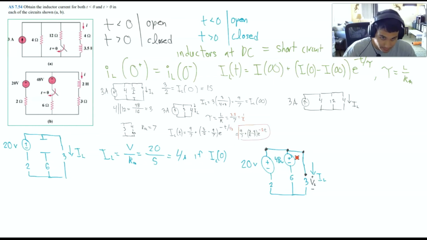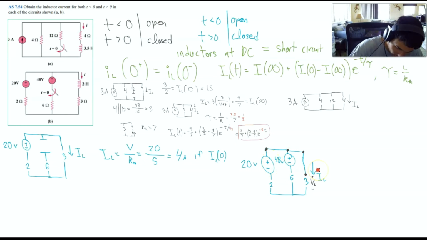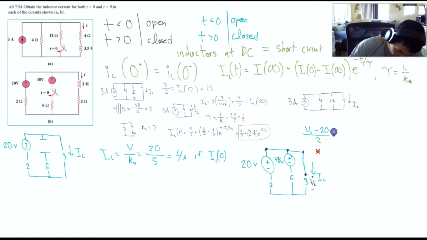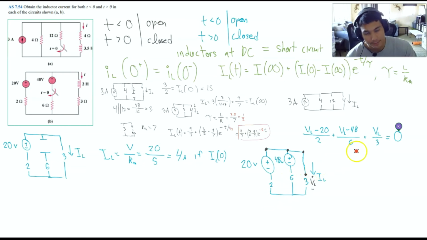Okay. So, right, at this node, what do we see? Well, we see that it's going to be VL minus 20 over 2 ohm. Then we see that's going to be VL minus 48 over 6 ohm. And plus VL over 3, which is equal to 0. That's all nice. Let's maybe solve for VL now.